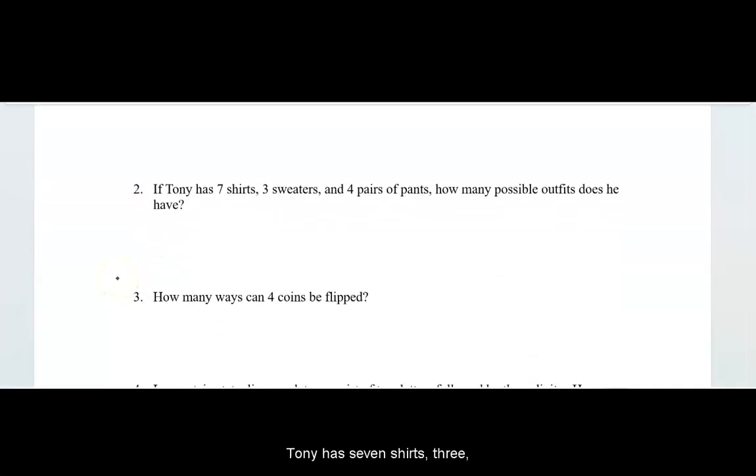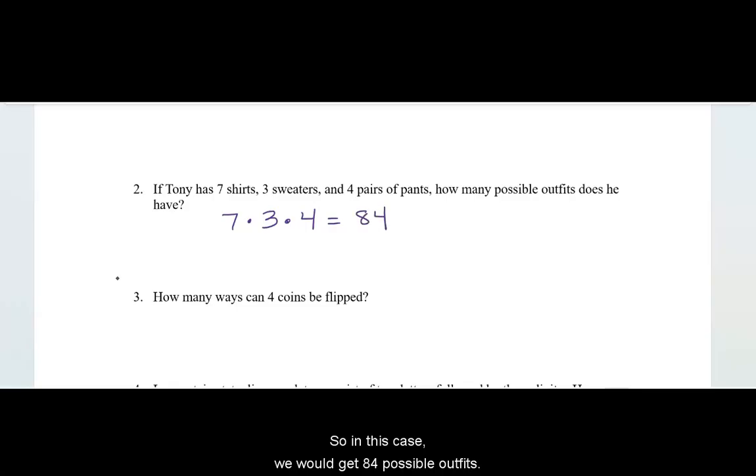Look at this one. Tony has 7 shirts, 3 sweaters, and 4 pairs of pants. How many possible outfits does he have? So look at that. Out of 7 shirts, we're going to multiply that by 3 sweaters and multiply that by the 4 pairs of pants. That's what the fundamental counting principle says. You multiply all of your possible outcomes. So in this case, we would get 84 possible outfits. Who knew with just that little bit how many outfits you could have?